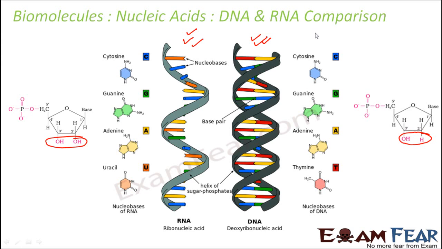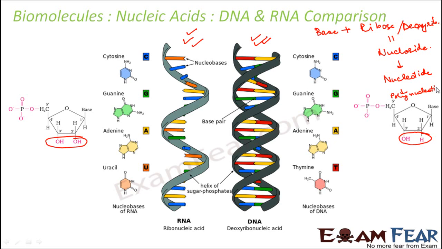Basically when you talk about their structure, the nitrogenous base plus the ribose sugar or the deoxyribose sugar together form the nucleoside. The nucleoside along with the phosphate group will form the nucleotide, and many nucleotides together will form polynucleotide, and polynucleotide is nothing but nucleic acid. So this is the composition of nucleic acids.